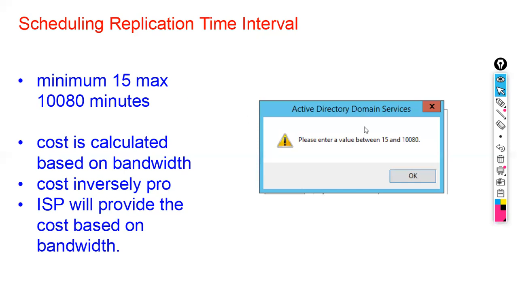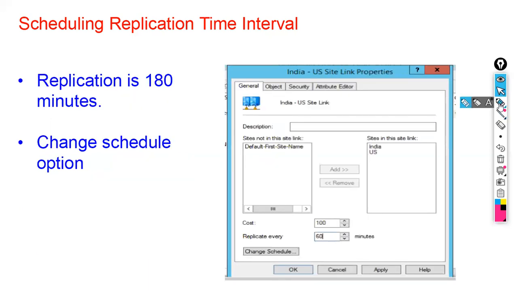Okay, guys. So we'll see what this replication time interval is in the lab. We can change it to 60 minutes. It is 180 by default, so we will change it to 60. So every 60 minutes, it will do the replication. Okay.